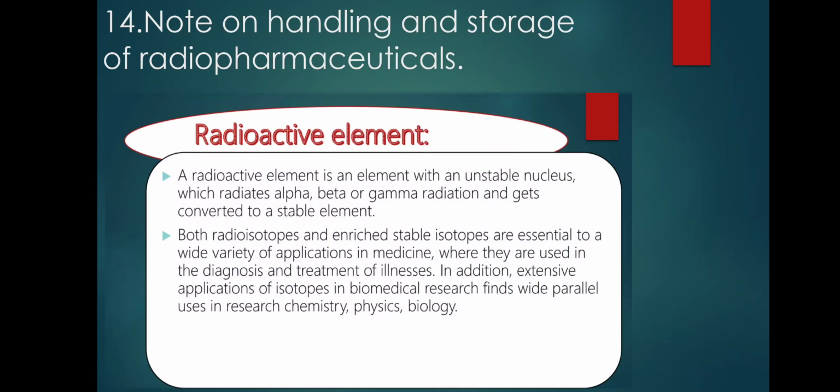Let's know the definition of a radioactive element. A radioactive element is an element with an unstable nucleus which radiates alpha, beta or gamma radiation and gets converted to a stable element. Basically, it is in an unstable state, so from unstable it gets converted to stable. Both radioisotopes and enriched stable isotopes are essential to a wide variety of applications in medicine, where they are used in the diagnosis and treatment of illness. In addition, extensive applications of isotopes in biomedical research find wide parallel uses in chemistry, physics, biology. Simple. We are using this in medicinal chemistry, in drug chemistry, in research and all. These radioactive elements have become one part of our life.